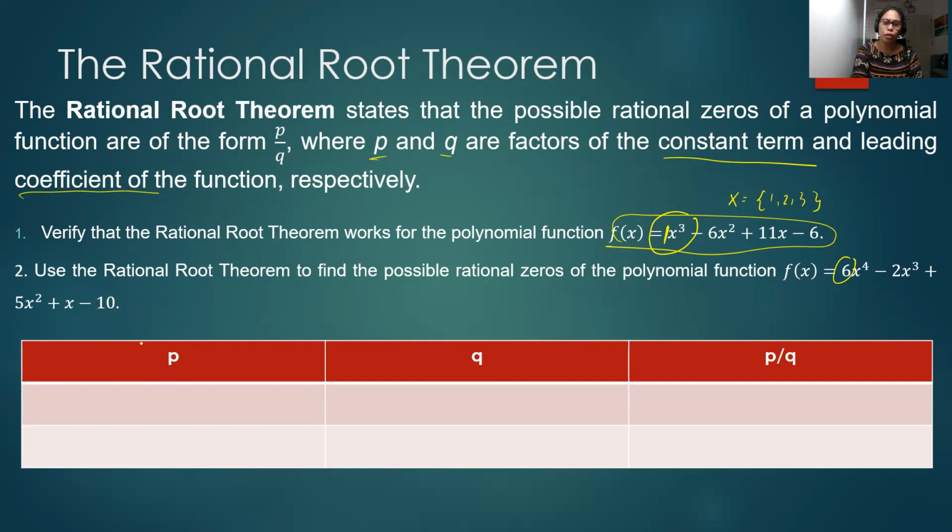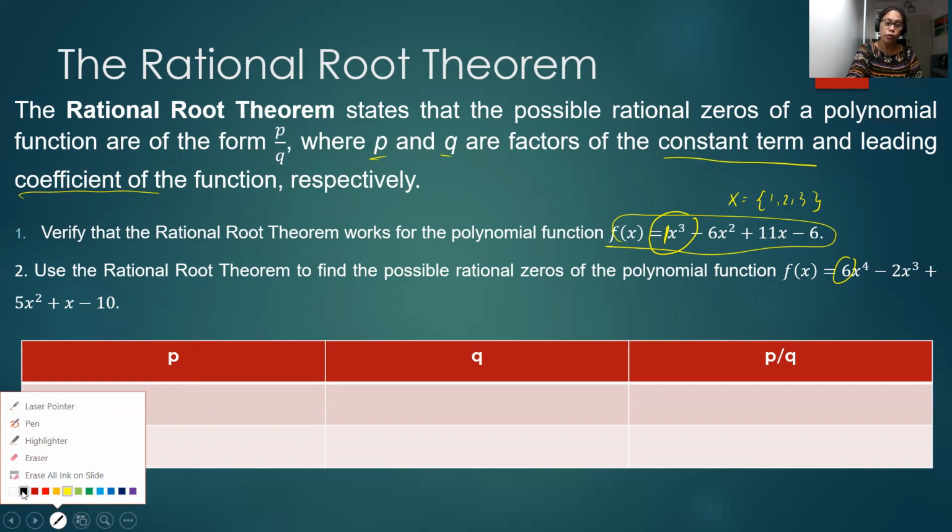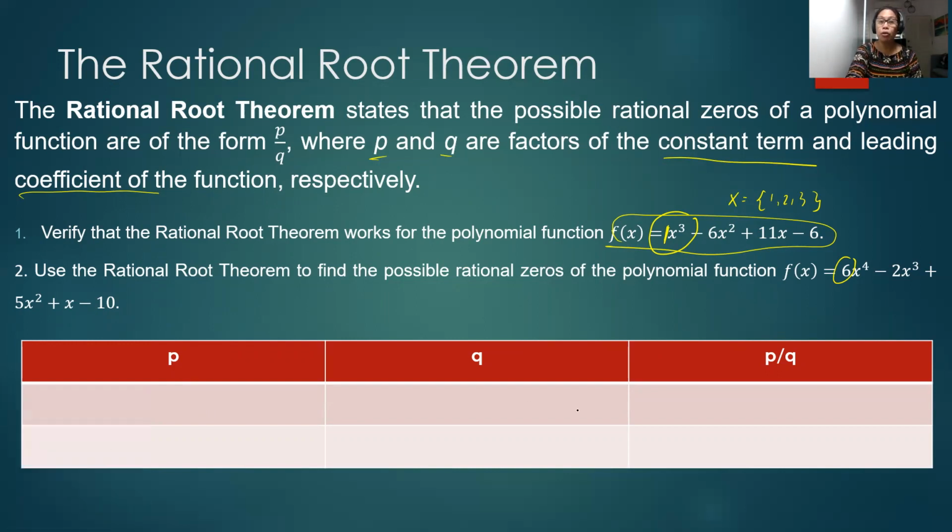Let's work on the possible values of p, the values of q, and the values of p over q, which are the possible rational zeros. The constant term is negative 6, so the possible factors are positive negative 1, positive negative 2, positive negative 3, and positive negative 6. For q, since the coefficient is just 1, the possible factors are positive negative 1.